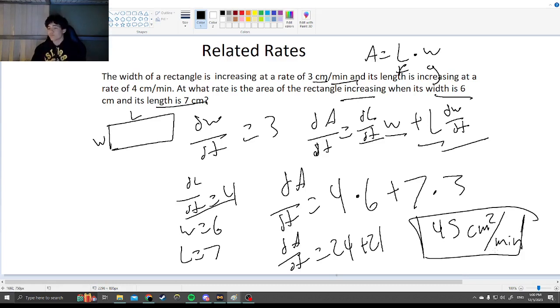So again, this concept really looks scarier than it is. You find what you're looking for, derive it, plug it in. I'll look at another one, but I'll let y'all solve it first, and then I'll go through it.